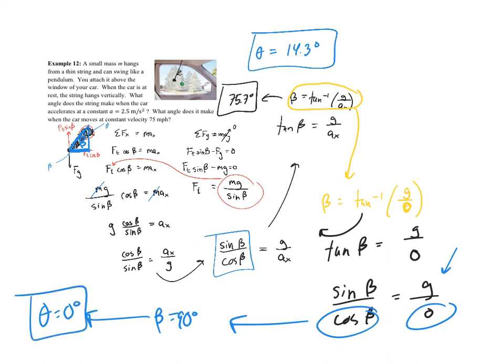And a theta of 0 degrees simply means that the object is hanging straight down. And this object is in a state of equilibrium if there's no acceleration acting on it.